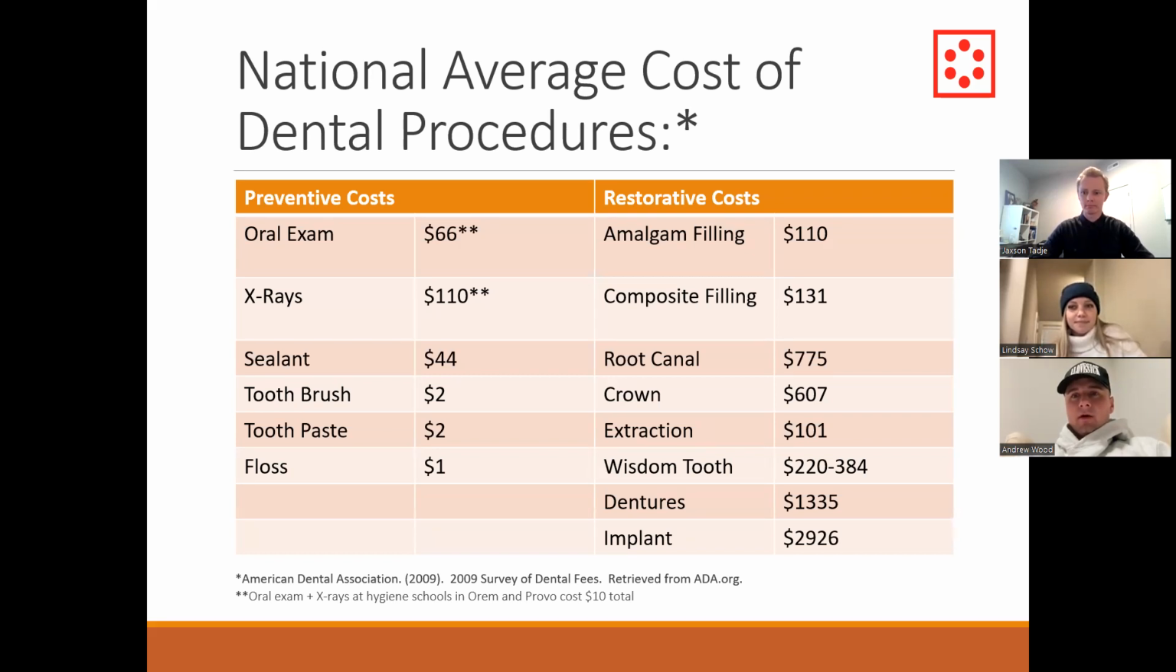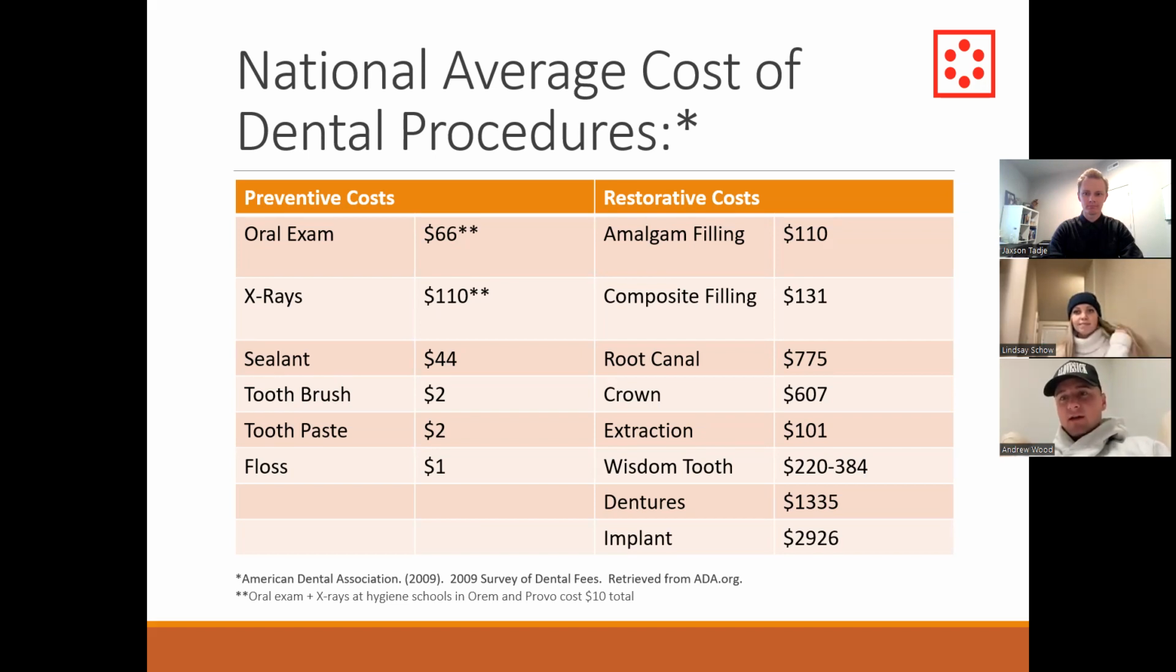Alrighty. Well, here we can look at some numbers, and this will tell a really interesting story. So this is the national average cost of dental procedures. If you look on the left side, they're the preventative cost, and you look at the right side, they're the cost of restoring. And so the oral exams, roughly, these are national averages, so roughly $66, x-rays $110, sealant $44, toothbrush a whopping $2, toothpaste $2, floss $1. So it's obviously a lot cheaper to prevent.